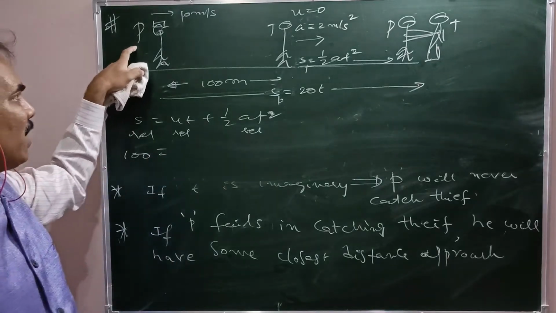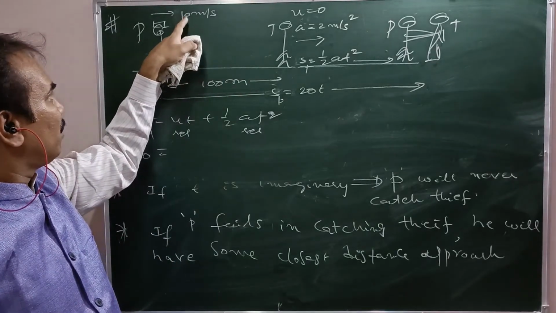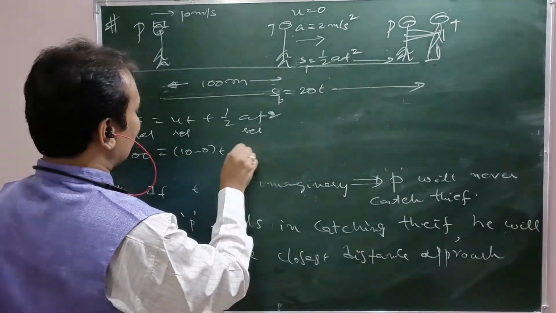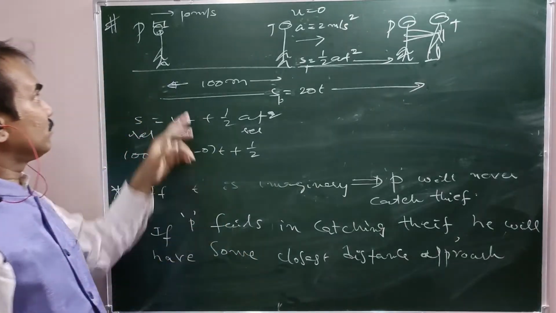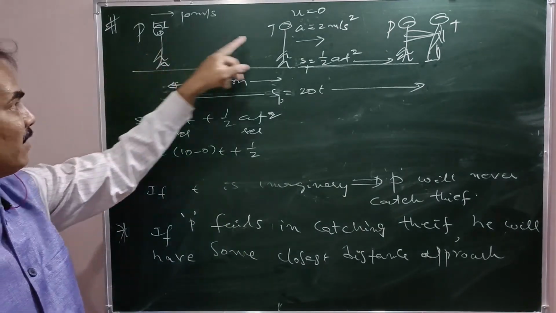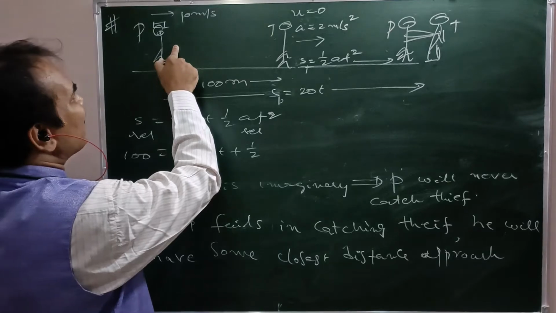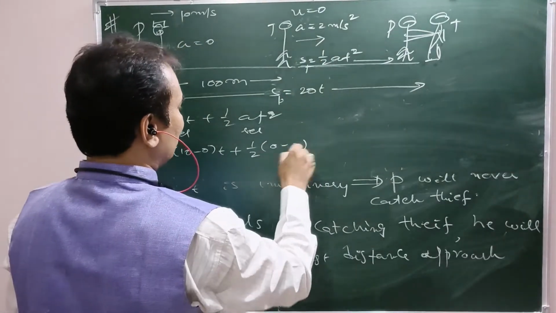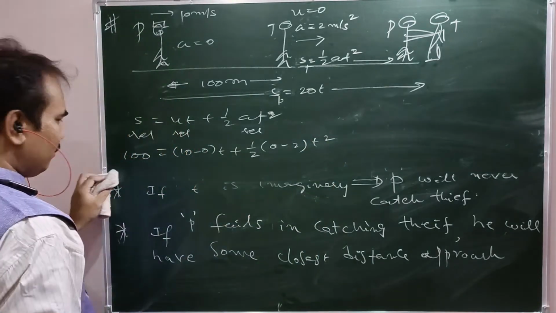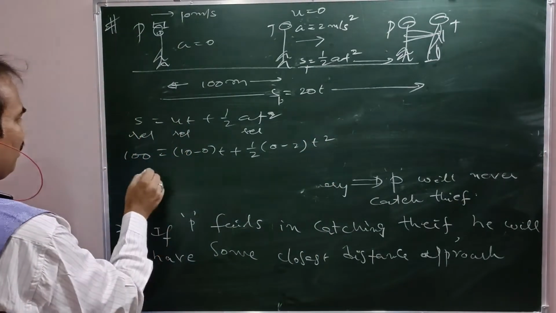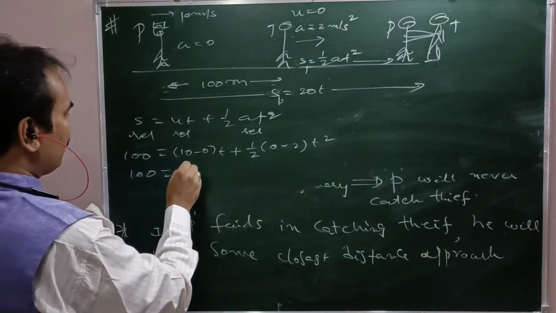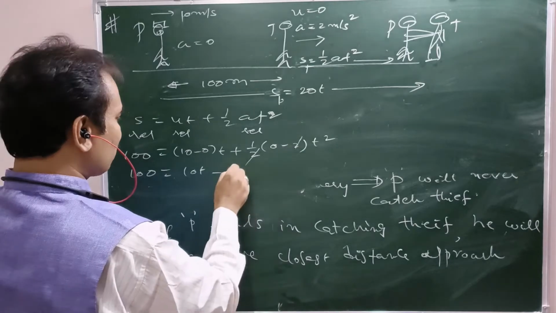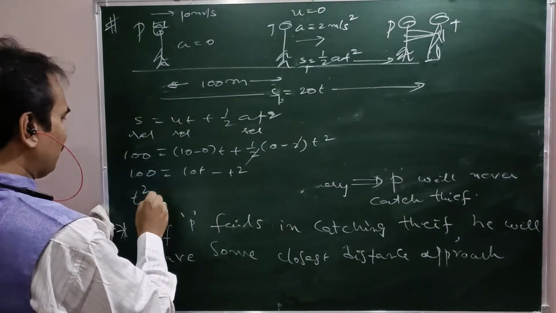Relative velocity of policeman with respect to thief is 10 minus 0. So 10 minus 0 into t plus half into a relative. Relative acceleration of policeman with respect to thief, here acceleration is 0. Right? 0 minus 2 into t square. That is 100 equal to 10t, 2 to cancel, minus t square.